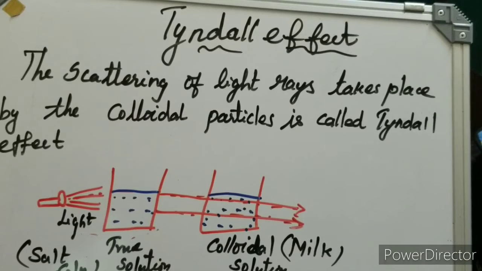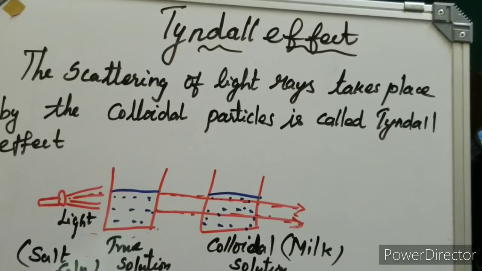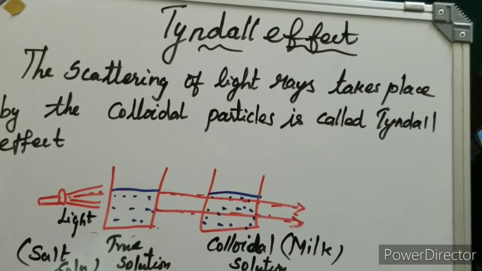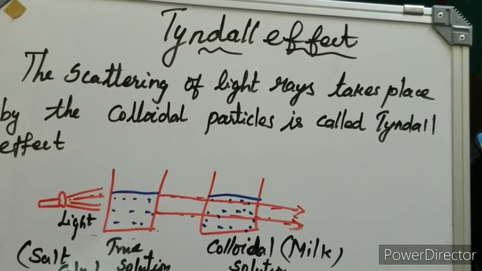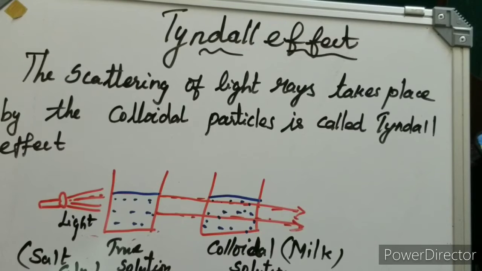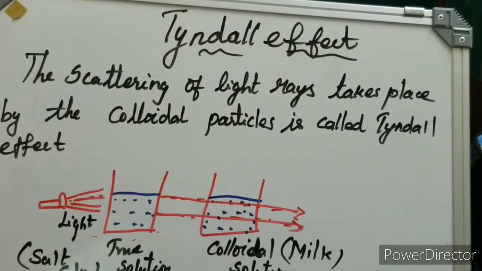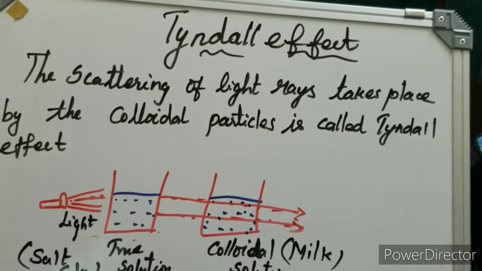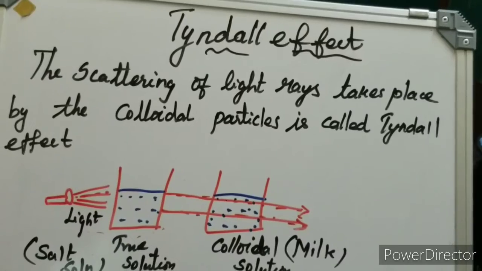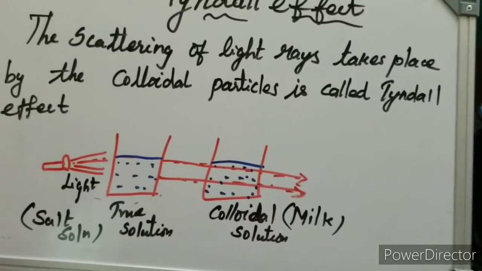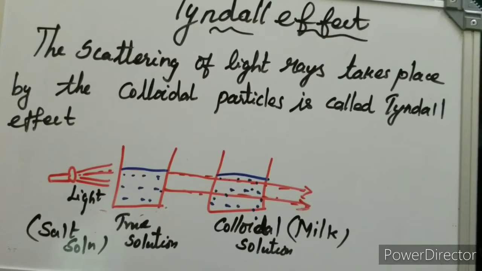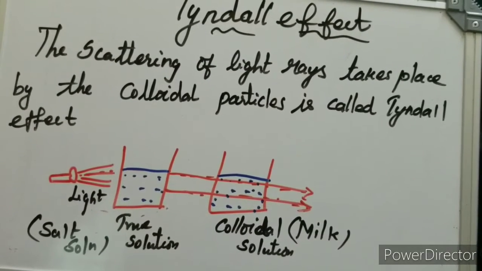So what is Brownian movement? Brownian movement is nothing but the random movement of the colloidal particles. In any colloidal solution, the colloidal particles are moving rapidly in all directions in a zigzag, random manner. So the random movement of the colloidal particles is called what? Brownian movement. And the next property is the Tyndall effect. The Tyndall effect is a very important property of colloidal molecules.